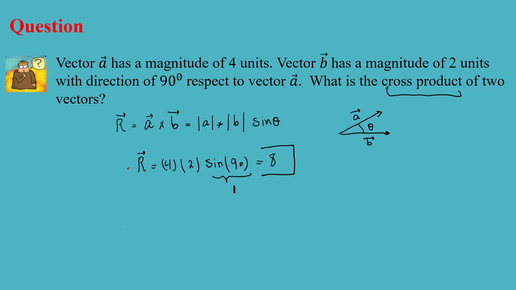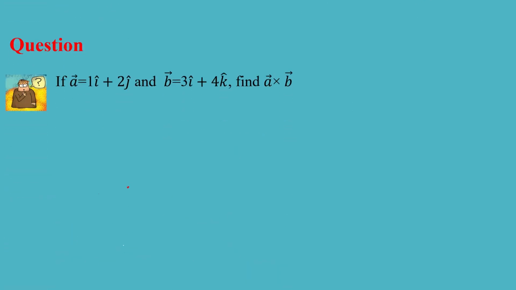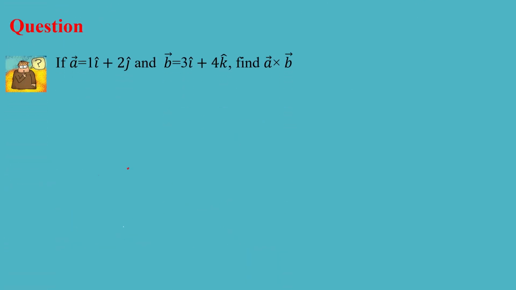Now let's look at the other example. In this example, we are dealing with a unit vector. In the previous video, I solved a similar example, but I didn't put a value in there. Here, we are dealing with values, like vector A and B have different values, and it asks me to find A cross B.